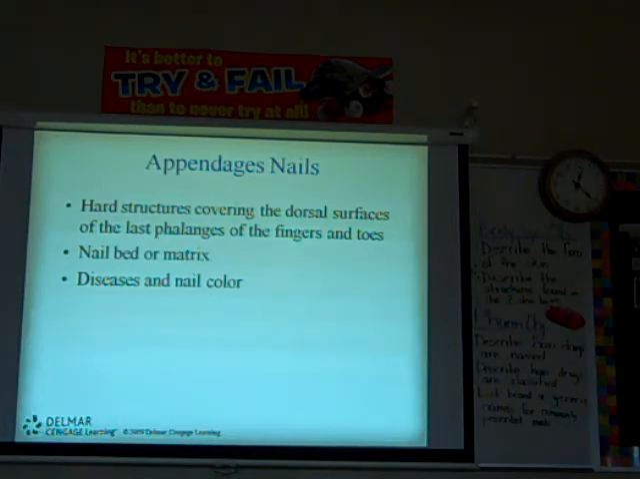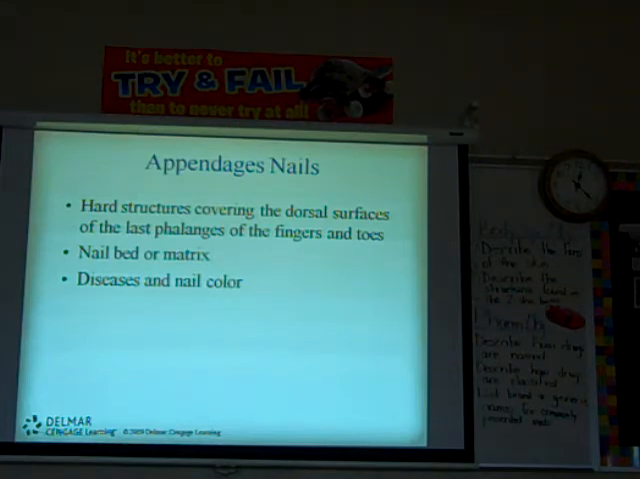If you're just looking at your nails and they're white in color, you might have liver disease. If half is pink and half is white, you might have kidney disease. I don't know how true this is.